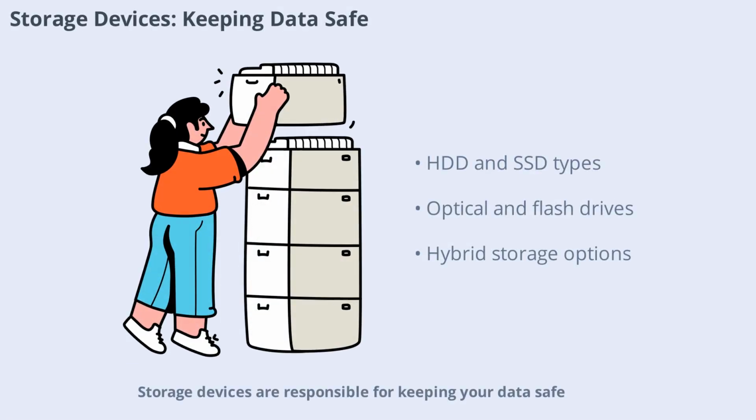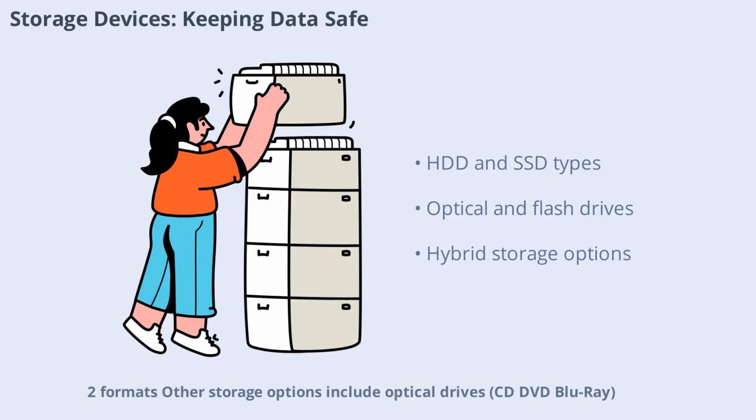Storage devices are responsible for keeping your data safe, even when the power is off. The traditional hard disk drive (HDD) uses spinning magnetic platters and read-write heads, with technologies like perpendicular magnetic recording (PMR) and shingled magnetic recording (SMR) improving capacity. Solid-state drives (SSD) use flash memory with no moving parts, offering faster speeds and greater durability. SSDs come in SATA, NVMe, and M.2 formats.